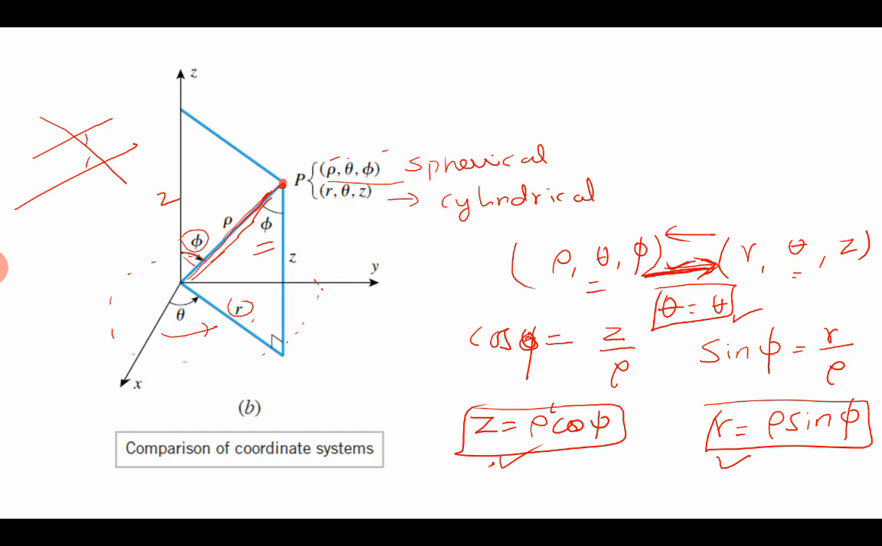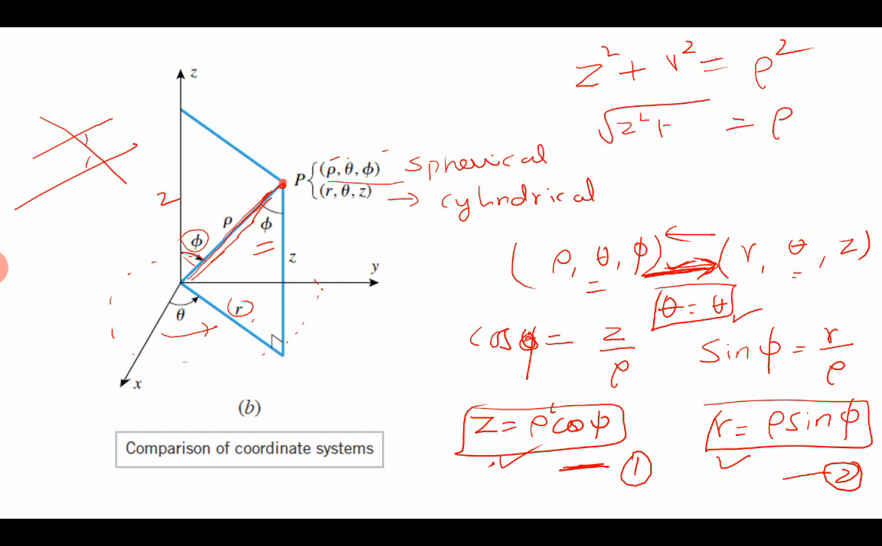When I get r, theta, z, how to find rho, theta, phi. Theta is the same, so no change happens in theta. We have to find rho and phi. Just like the conversion between polar and rectangular coordinates in two dimensions, we can do the same here. If you find z square and r square from equations number 1 and 2, on the right side you will find rho square. So therefore, what is rho? Rho is the square root of z square plus r square.